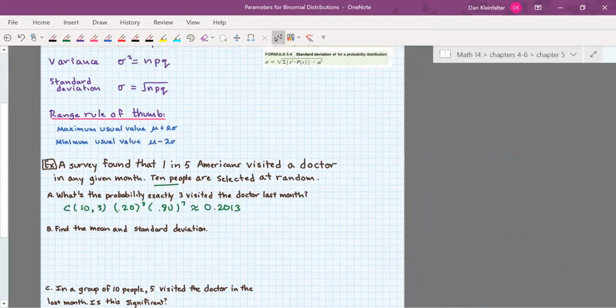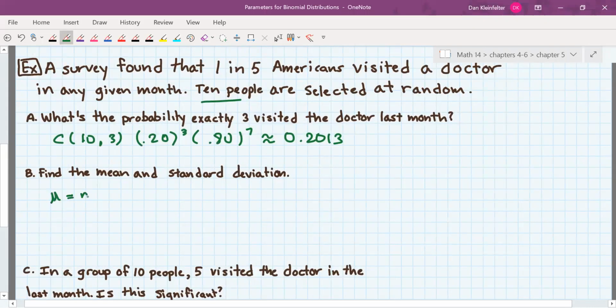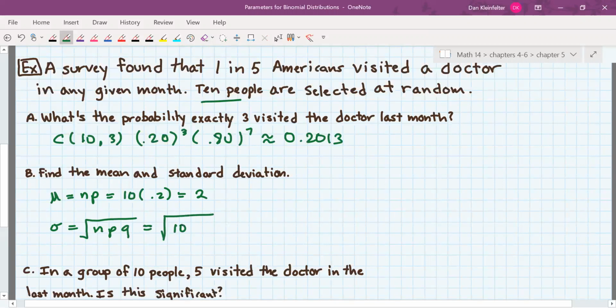Next we need the mean and standard deviation. The mean is NP, so mu will be just NP. Here, N is the number of trials, which is the 10 people selected. The probability here is 0.2. So 10 times 0.2 is going to be 2. For the standard deviation, it will be the square root of NPQ, so the square root of 10 times 0.2 times 0.8. Let's go ahead and calculate that. That's about 1.2, 1.3 after we round it for the standard deviation.